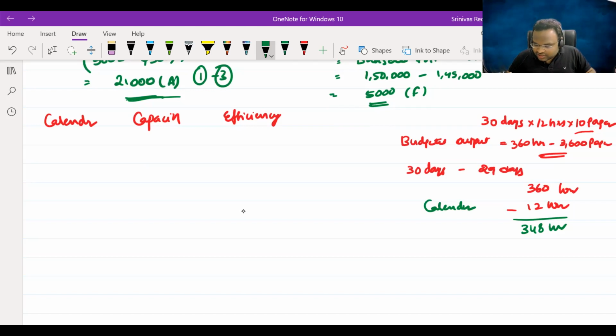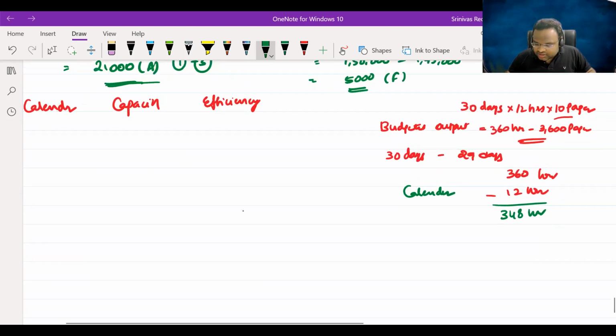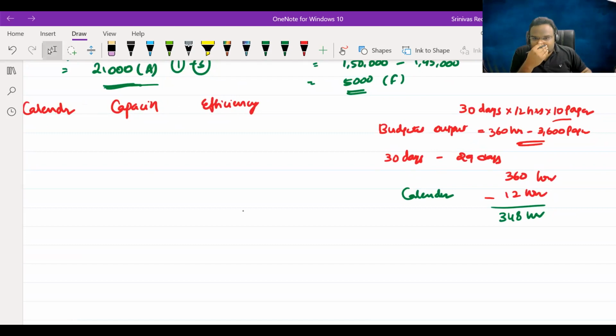Now tell me, how many days are left now? Whether 30 days are left or 29 days left? 29 days left. Why, sir? One day is straight away lost, whether you read on that day or not. One day's loss means 12 hours are straight away lost. Now, out of these 29 days, you planned to read 29 days into 12 hours, but you cut short 2 hours per day.